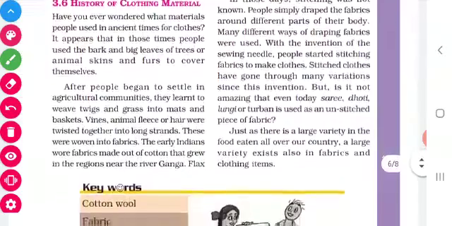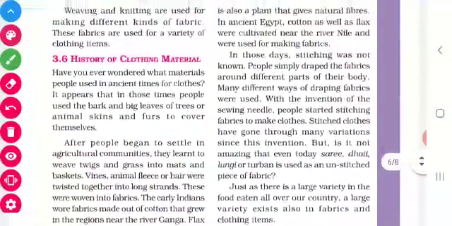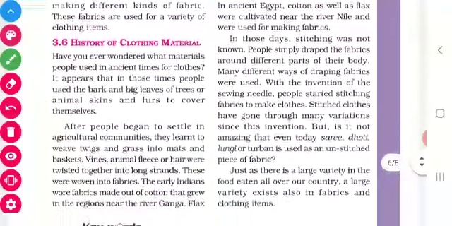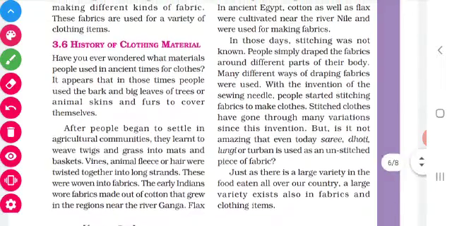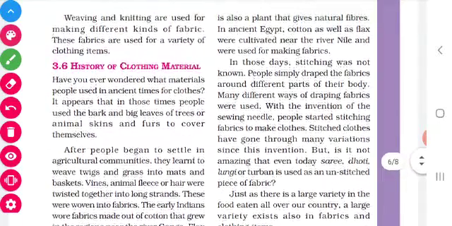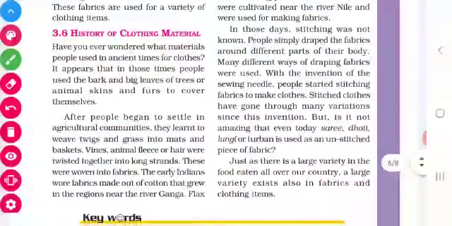Let us summarize this. We get fibers from the plants, and from the animals also we get fibers. Then these fibers are converted into yarns with the help of spinning. Then by knitting or by weaving they are converted into fabrics.